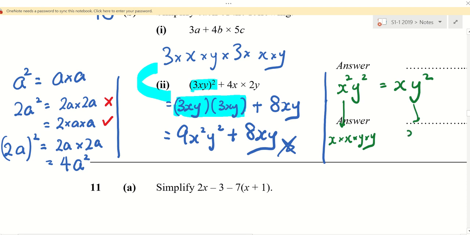Do you understand now? So there's a very big difference between x square y square, xy square, and xy the entire thing square. There are 3 different things. Do you totally understand now? Good? Good. Okay, good. Right, let's close this and open the next one.